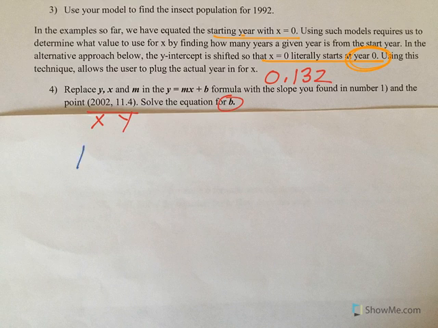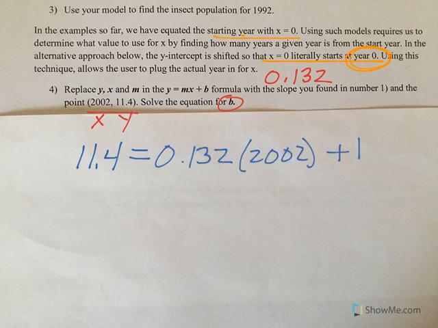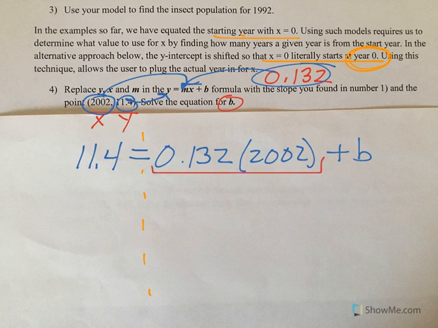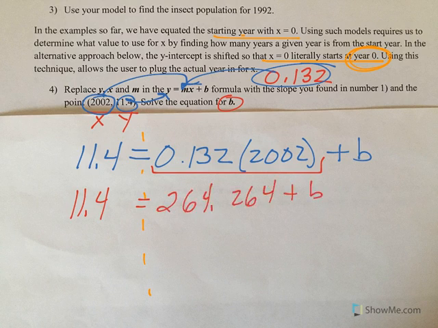So y equals slope times x plus b. All I did was put this in for x into the formula, I put this in for y, and this one into my m. And now we solve. Our goal here is to get b by itself. So first things first, I'm going to multiply these pieces together. And so I end up with 11.4 equals 264.264 plus b. If I want to get b by itself, I now am going to subtract this piece.